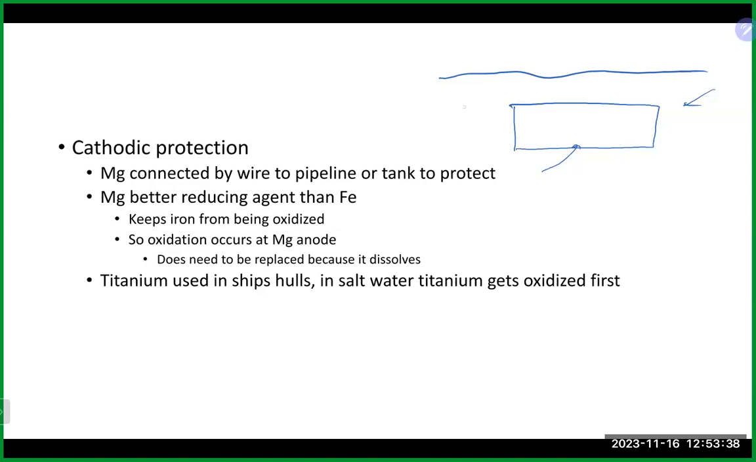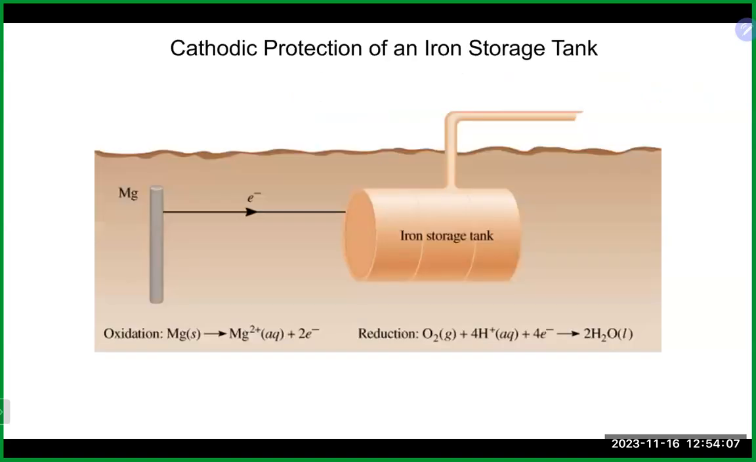So you could add something like magnesium to it, where magnesium is a better reducing agent than iron. Reducing agents get what? Reducing agents get oxidized. So if magnesium is a better reducing agent than iron, all the oxidation is going to occur over here at the magnesium part, leaving your tank hopefully intact and you don't have to dig it up. Again, titanium is used in ship hulls because obviously that's a very salty area on the ocean. Here's a much prettier picture of what I drew there, but you get the idea. Oxidation happening over here away from our tank so we don't have to dig it up every week.